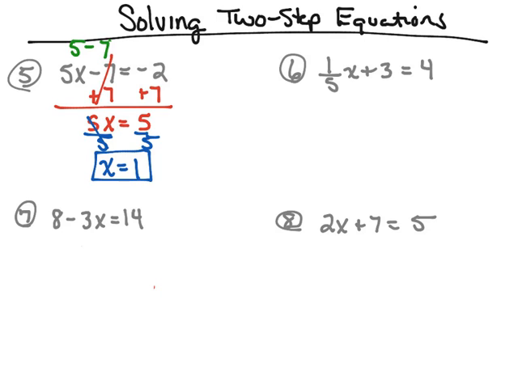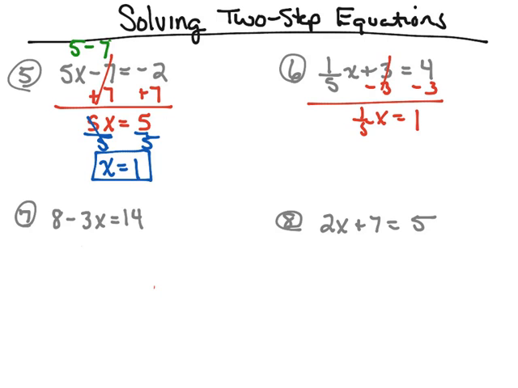Alright, so let's go on to number 6. First thing we're going to start with is subtracting 3. So here we're left with 1/5 x is equal to 4 minus 3. And of course 4 minus 3 is 1. Now notice what I have here is 1/5 times x, and that's equal to 1.